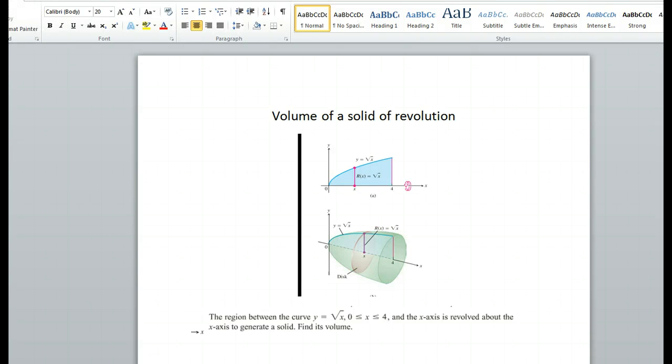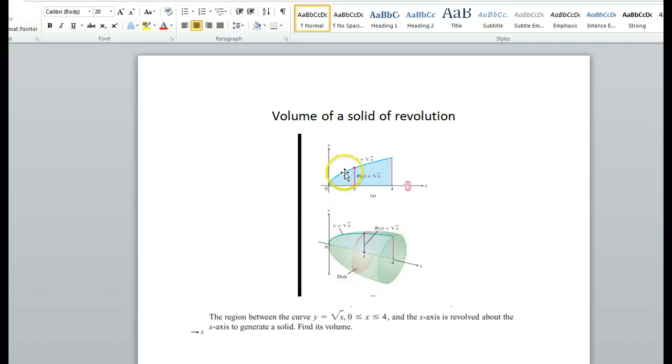So this is my flip video for volumes of solids of revolution, and so let's start by trying to understand what you mean by a solid of revolution. Now, if you look at this diagram, can you see a curve?